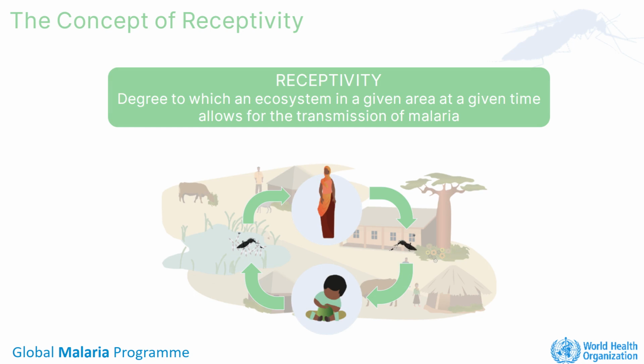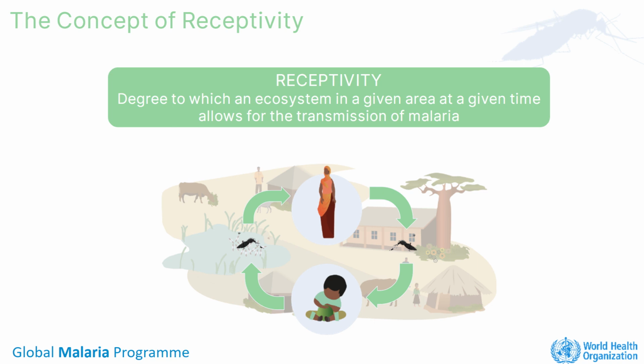Receptivity is a construct developed during the Global Malaria Eradication Program that relates to the transmission potential of an ecosystem. The WHO definition is the degree to which an ecosystem in a given area at a given time allows for the transmission of malaria.